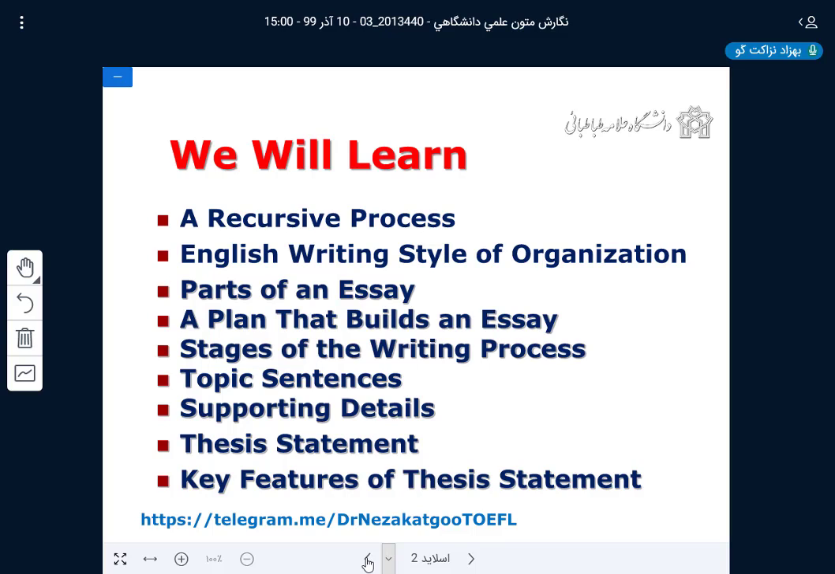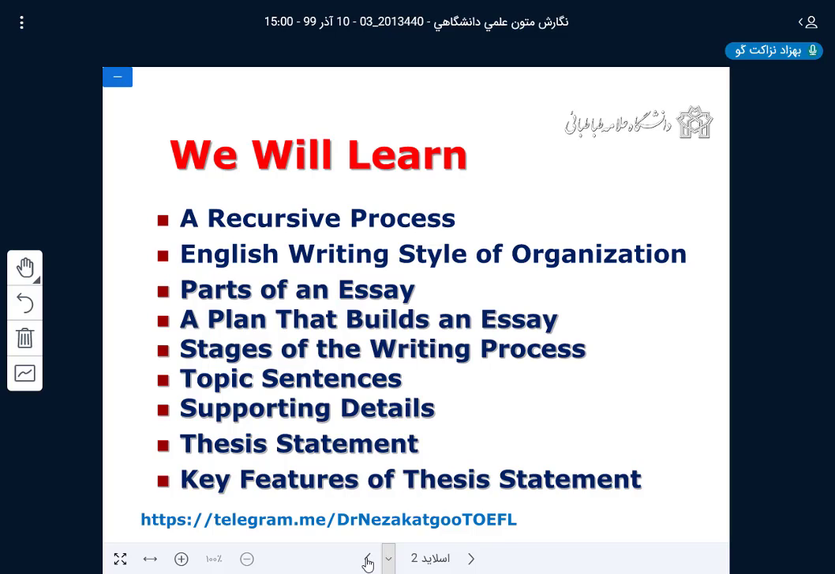We talked about the style of organization and the English style of writing. The actual style of organization for English writing was quite linear. It had a beginning, middle part, and the end point. So it was quite straightforward and fairly simple.